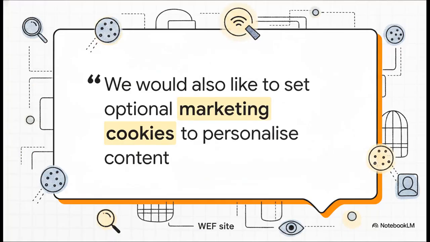Picture this. You land on the World Economic Forum site, and you click that simple Accept All button. You're greeted with this super polite, totally innocuous phrasing: "We would also like to set optional marketing cookies to personalize content and performance cookies to improve the website." It sounds completely harmless, just a helpful little technical request to make your reading experience better. But to really get what's happening, we need to decode the jargon they use in their own privacy preference center.